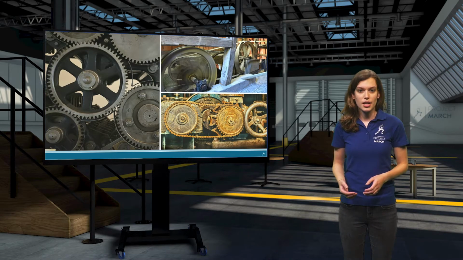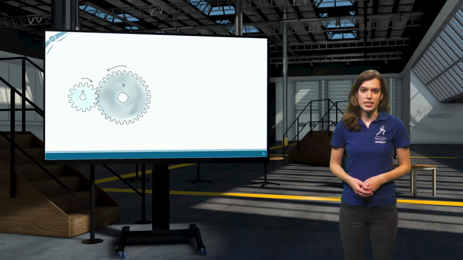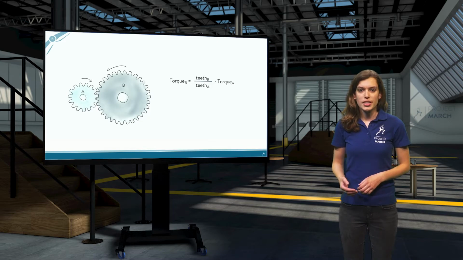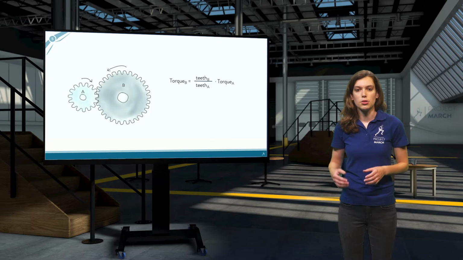If we know some key elements of the transmission, we can do some calculations. Let's assume we have a simple two-gear system and ignore machine efficiency. The transmission torque is determined by the ratio between the number of teeth on each gear. It can be calculated using this formula. The output torque is equal to the number of teeth on the non-powered gear divided by the number of teeth on the powered gear times the input torque.